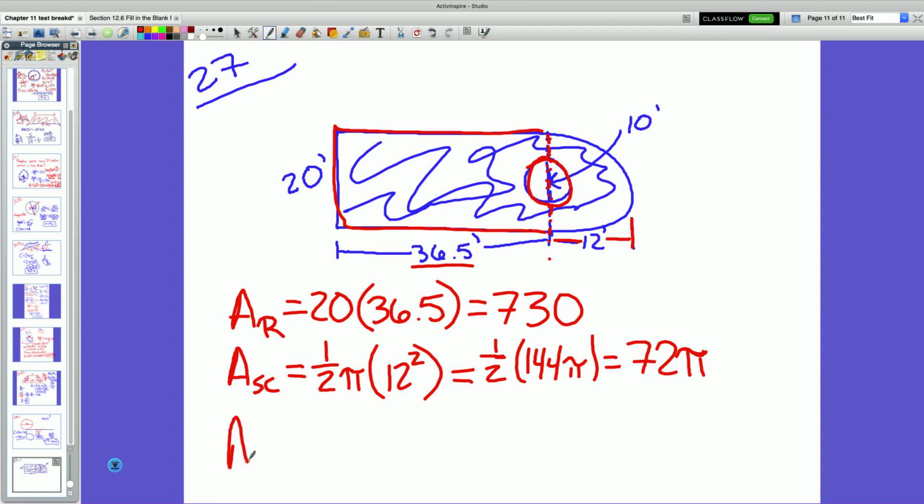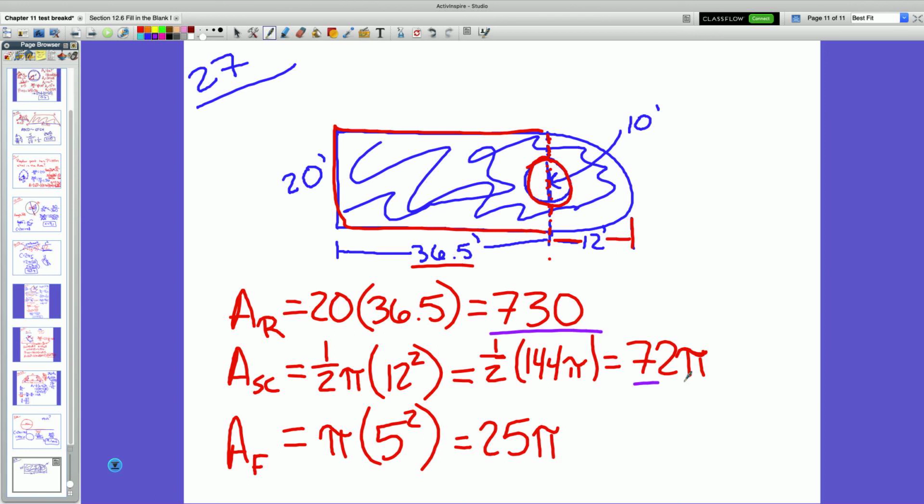The other part I need to know is the area of my fountain, which is really a circle, right? So that would be pi r squared, which in this case d is 10, so r would have to be 5, squared. So that's 25 pi. Now what do I do with all these three different numbers here?